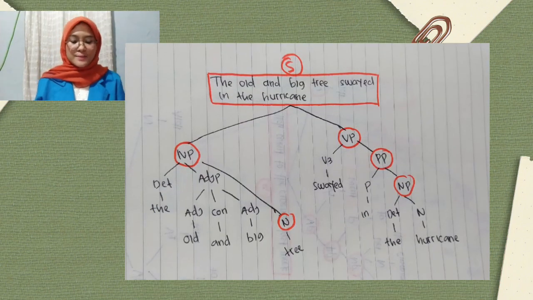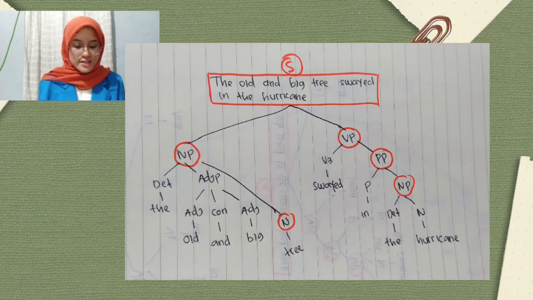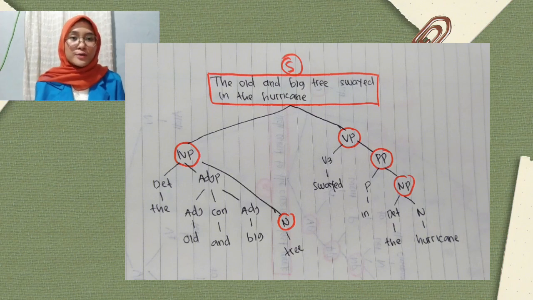The third sentence: the old and big tree swayed in the hurricane. There is a sentence and the noun phrase has a determiner, the, and an adjective phrase: old is an adjective, and is a conjunction, and big is an adjective, and tree is a noun. For the verb phrase, we have swayed, a verb 3, and a prepositional phrase: the preposition is in, and in the noun phrase the is a determiner, and hurricane is a noun.